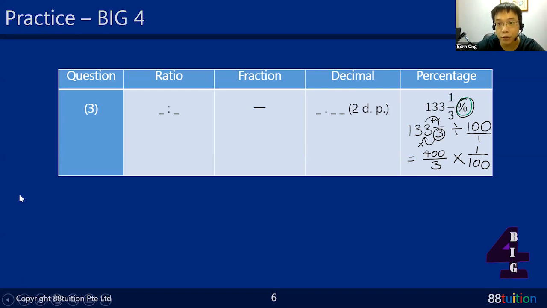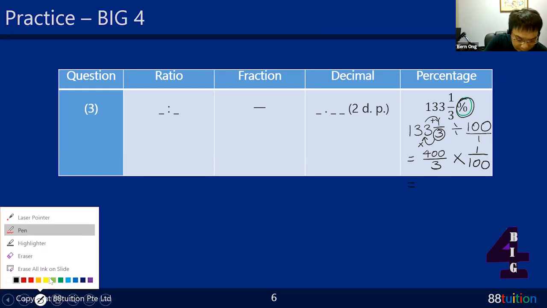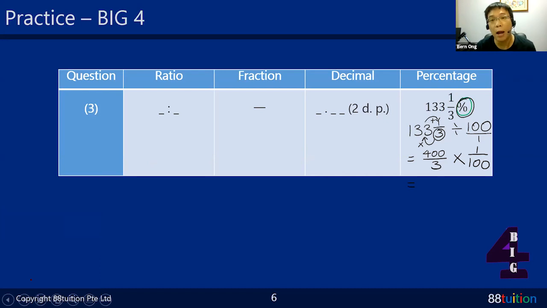So in that case, you will be able to see this: 400 over 3 times 1 over 100. Can I cancel or not? Yes, you can. Go ahead and cancel. 400 and 100 belong to the 100 timetable. So divide by 100, divide by 100. So you're left with a 4.